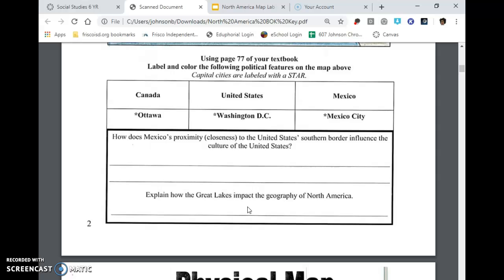All right, I think that's all for today. Hope this helps you out in your studies as you prepare, because we will be having a unit test over this same information. Good luck.